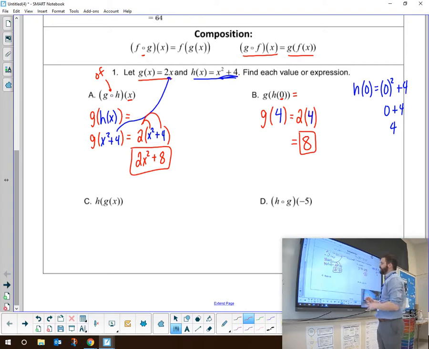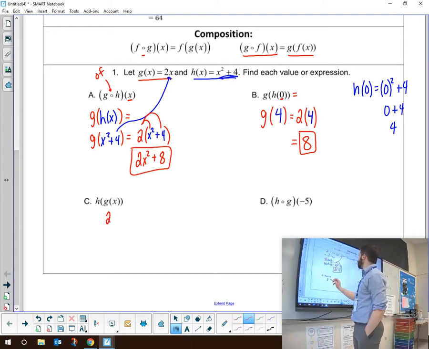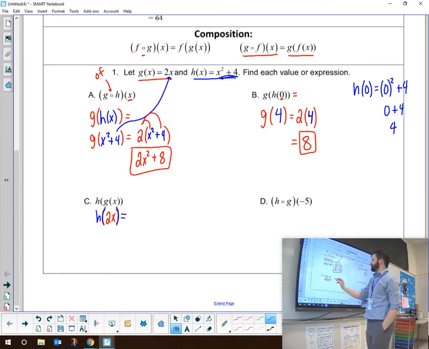h of g of x. So we're going to take whatever g of x is, and this time plug it in for h. So g of x here is 2x. So we're going to take that 2x and plug it into h. So we're going to take my h, which is normally x squared plus 4, but instead of having an x in there, we're going to have a 2x.